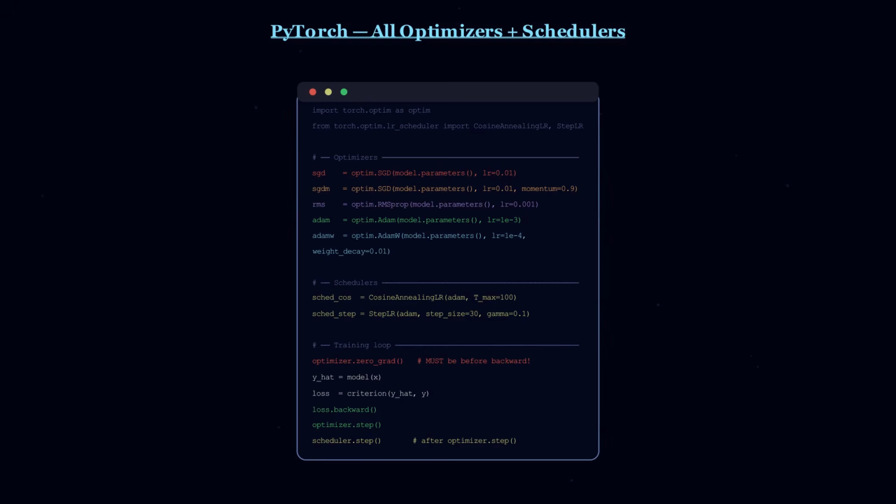One important detail, zero_grad before backward, not after. PyTorch accumulates gradients by default. If you forget zero_grad, gradients from the previous batch add to the current batch's gradients and training diverges. This is the most common training bug.